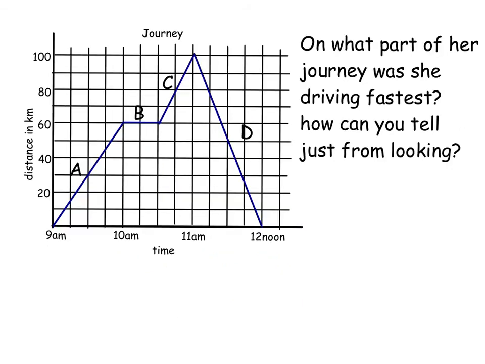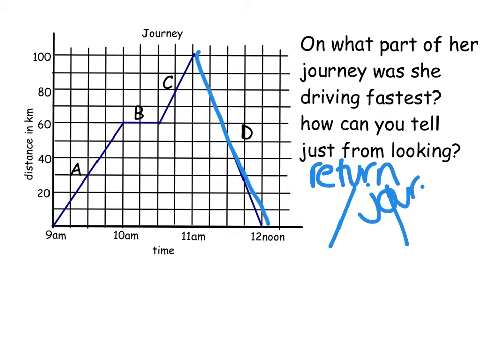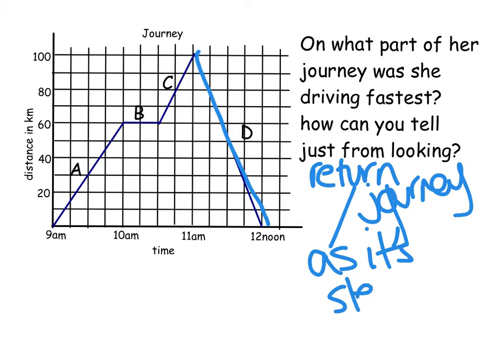It'll also ask you other things like in what part of the journey was she driving the fastest and how can you tell just from looking. Now, a wee tip is that the bit that's going the fastest is the steepest line. The steepest line could be going up the way or it could be going down the way. So whichever is the steepest is the fastest bit of the journey. And from looking at this, you'll see that this bit is the steepest part. So part D, the return journey, was the fastest bit for her. So in what part of her journey was the fastest? The answer would be the return journey, as it is steeper. And that's all you would have to say if that was a question.